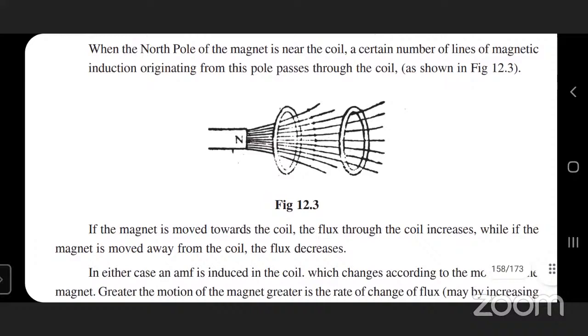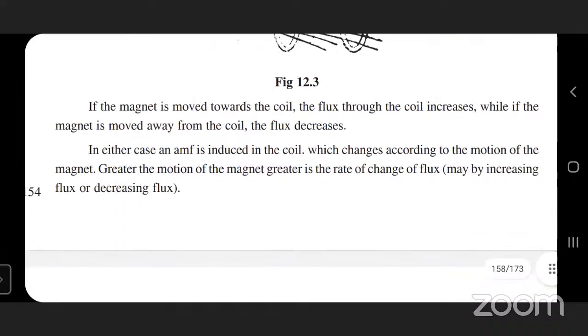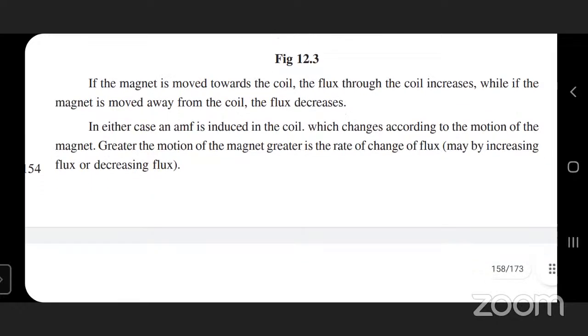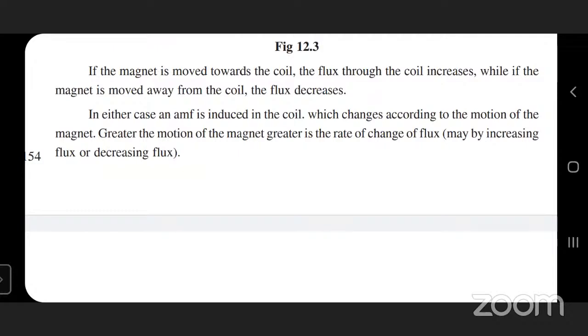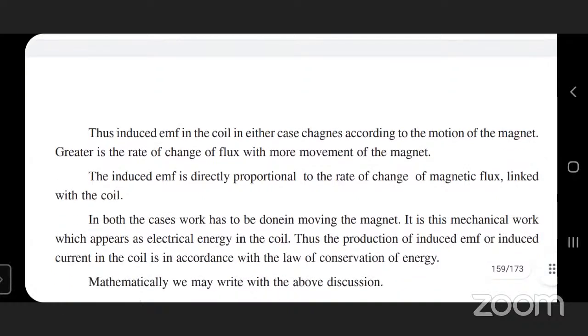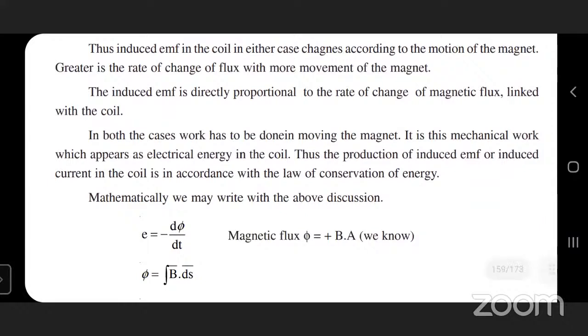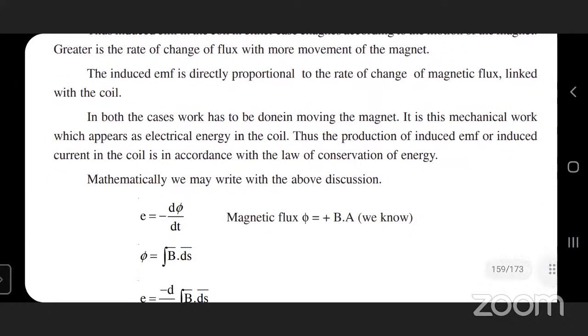If the magnet is moved towards the coil, the flux value increases, while if it is moving away, the flux decreases. In this way the induced EMF changes according to the motion of the magnet. Greater motion of the magnet gives a greater rate of change of flux, and less motion gives less. So the induced EMF is directly proportional to the rate of change of magnetic flux linked with the circuit.